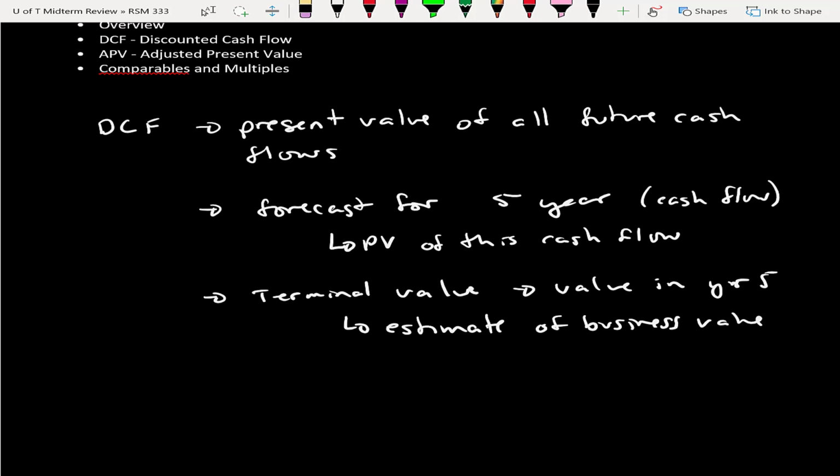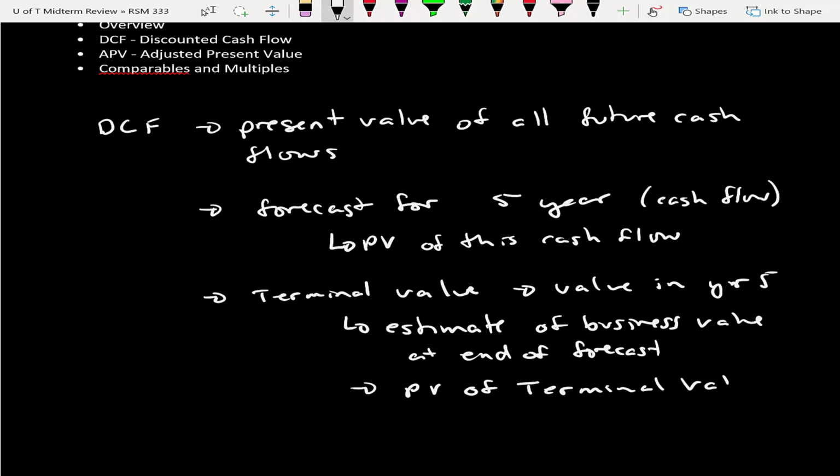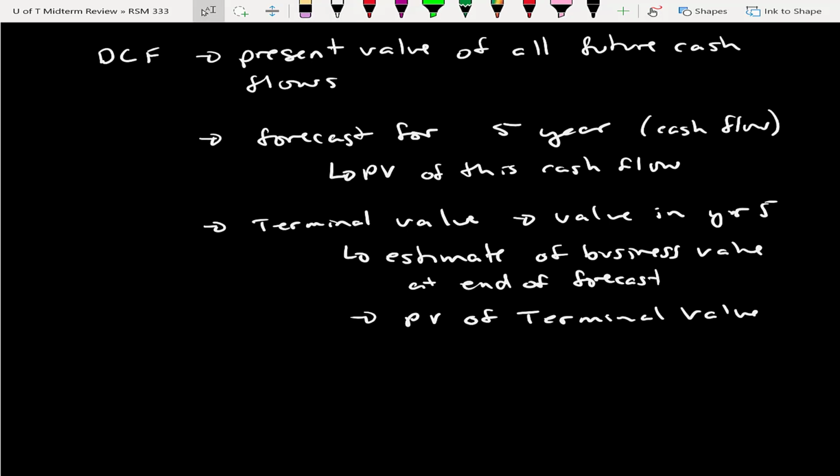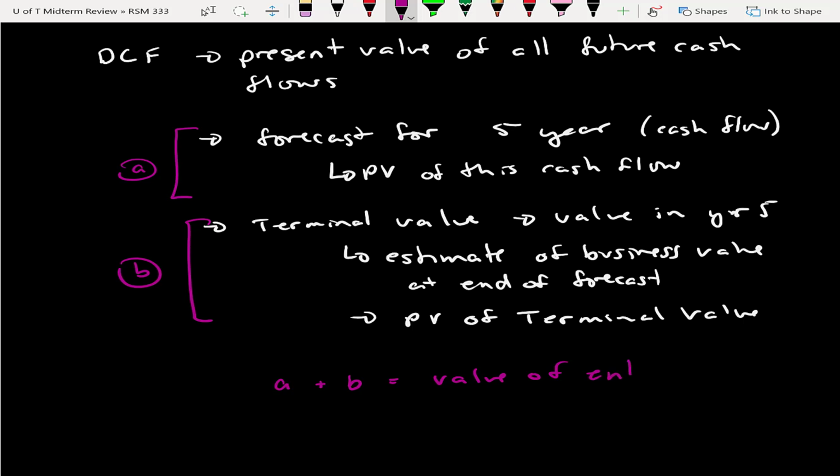Or instead of writing in year 5, I'll say at the end. So this will tell you what the business should be worth at that point. And then you take the present value of the terminal value. And once you got these two numbers, you have the value of the business. So if I was to say that this is A and this is B, then A plus B is equal to the value of the enterprise.